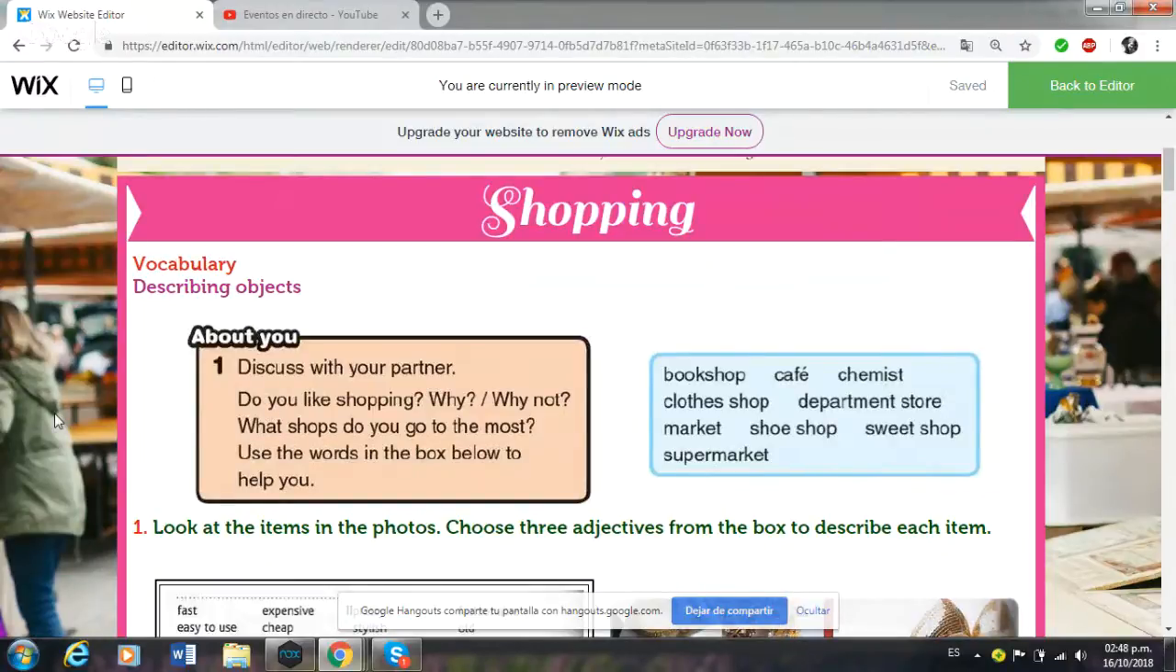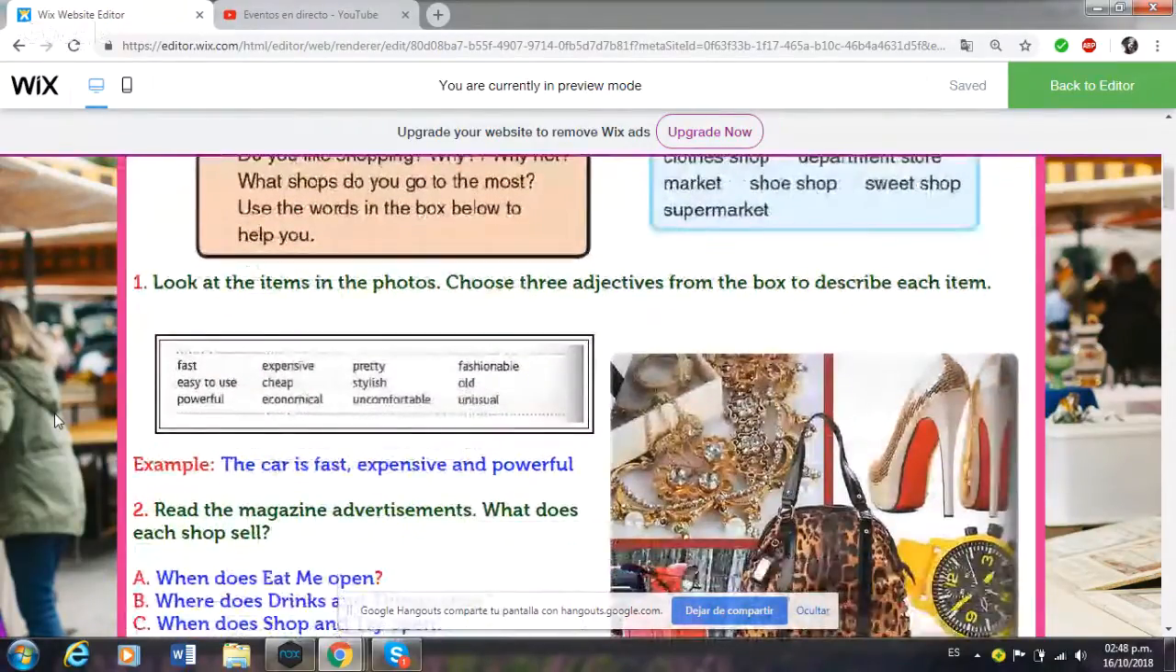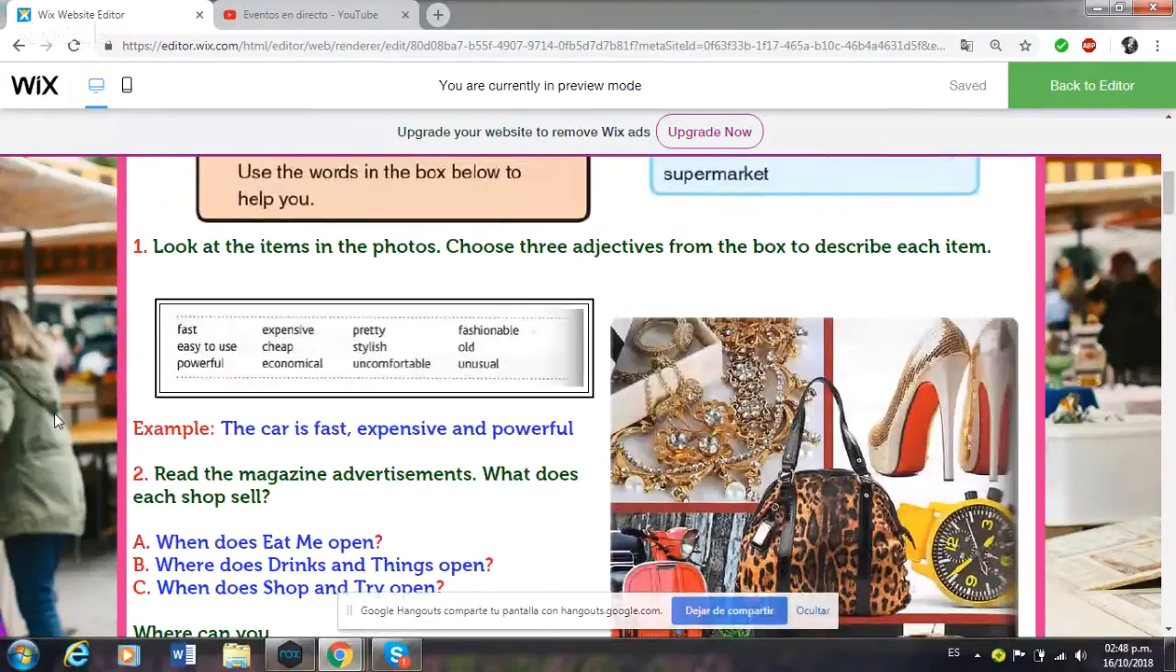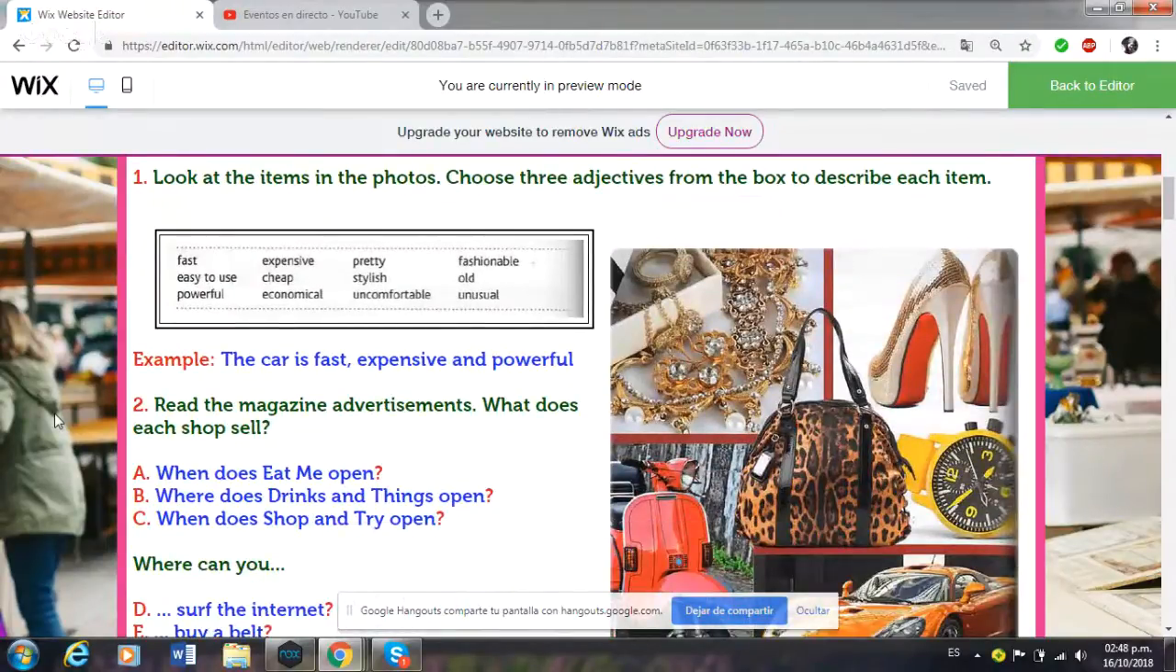Now, the next exercise consists of looking at the items in the photos. You are going to look at the items in the photos and then choose 3 adjectives from the box to describe each item. Firstly, you need to look at the items in the photos, and then choose 3 adjectives from the box to describe each item. And there is an example here, as you can see.